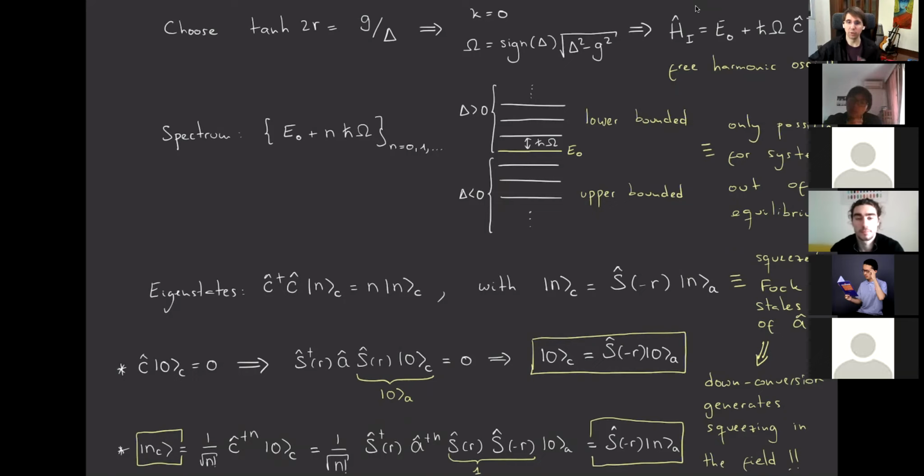So before we make a break, let me just mention one thing. This is a very nice theory. However, I omitted a big thing. There is a big, big elephant in the room, which is this expression here. It's only possible provided that delta is larger than the coupling.